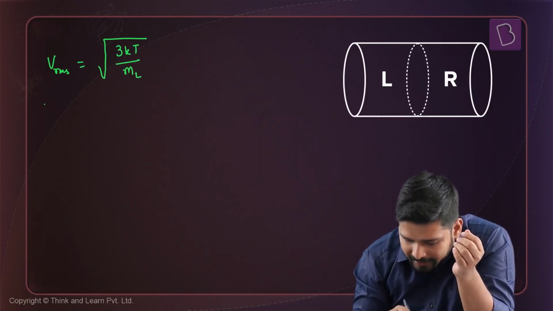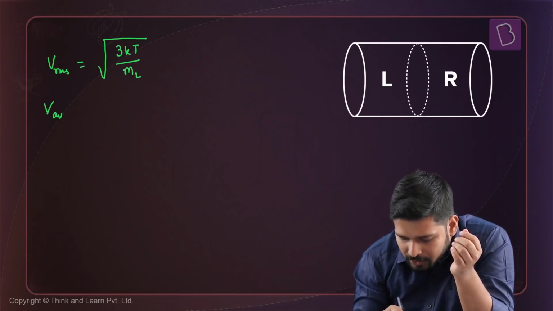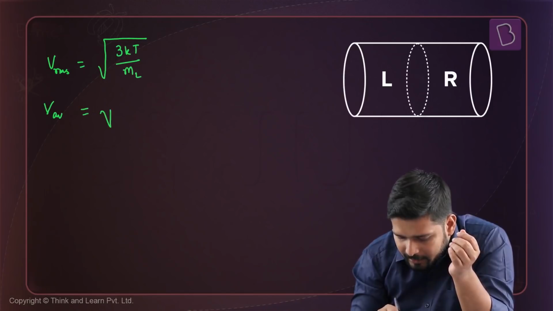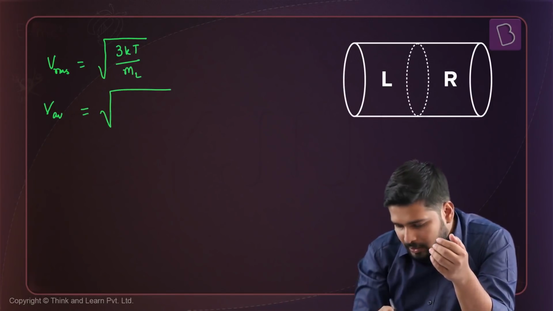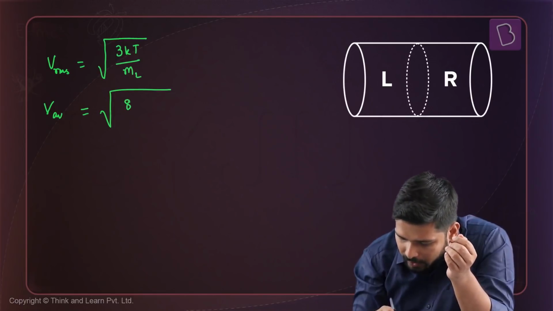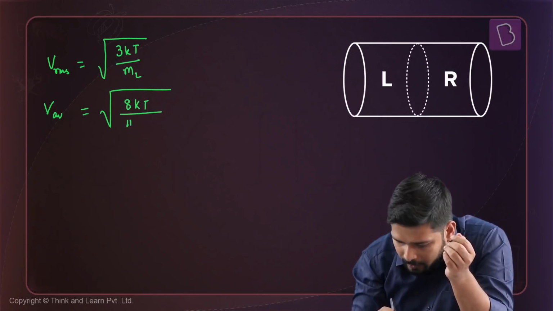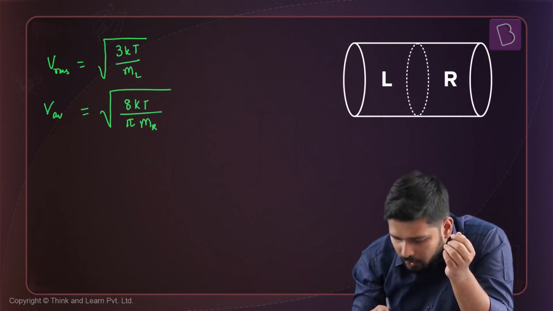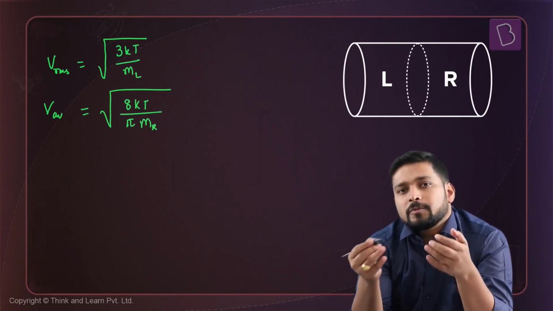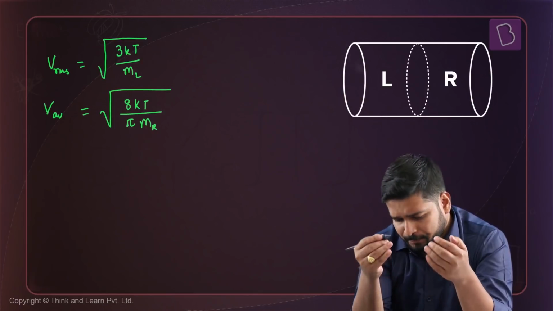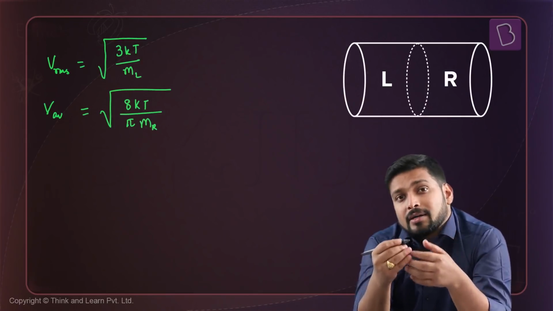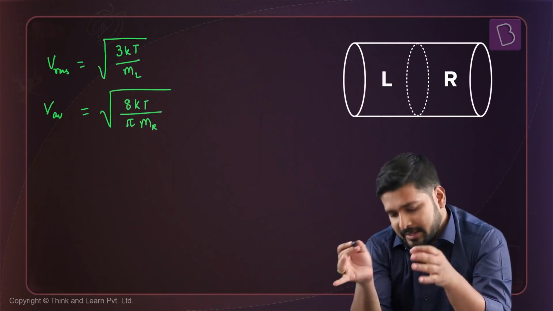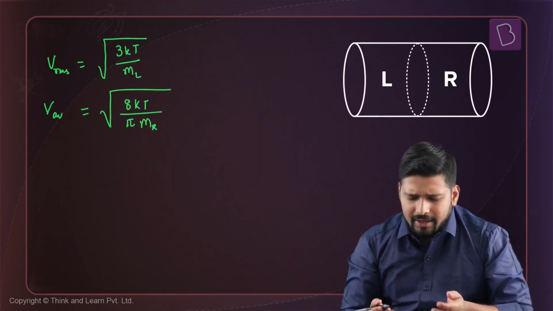And also if I write the expression of V average for the right hand side, because they are telling us that both of these are equal, right? So that value is equal to root over of 8kT upon pi mR. So again, k is the Boltzmann constant, T is the temperature in absolute scale, and mR is the mass contained in the right hand side, right? So the condition is given to us.